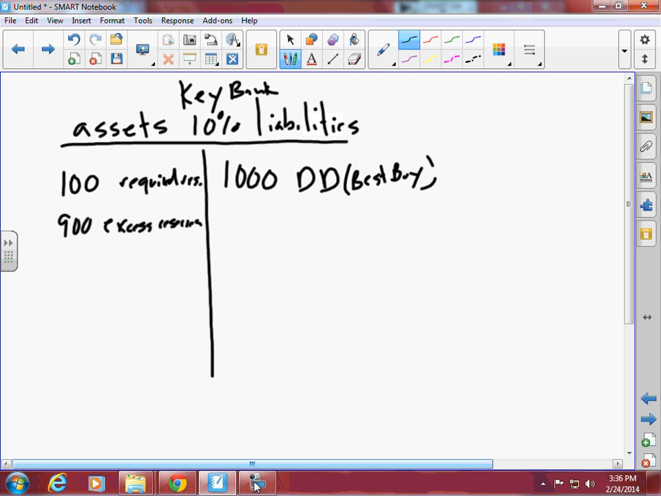Now, KeyBank's goal, like most businesses in this country, is to make money. So if they have $900 in excess reserves sitting in the vault, so right now they have $1,000 in the vault, 100 has to be there, 900 doesn't have to be there, but it's here right now. And there's an opportunity cost to that money for the bank. The opportunity cost is the money they could be making if they loan that money out.